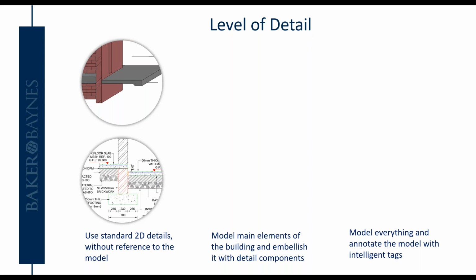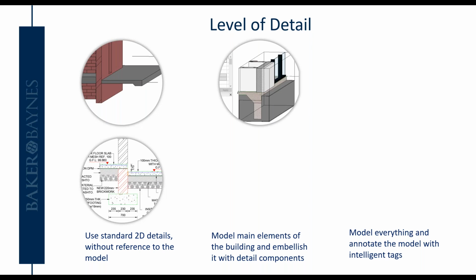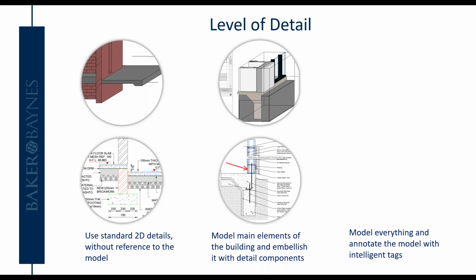And so these things are disconnected, right? They don't talk to each other. So if you make a change in the one, you need to make a change in the other one. And then the level up from that, the intermediate level, is you model the main elements and then you just embellish it with detailed components.